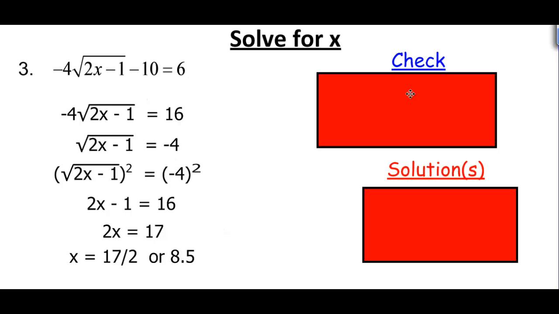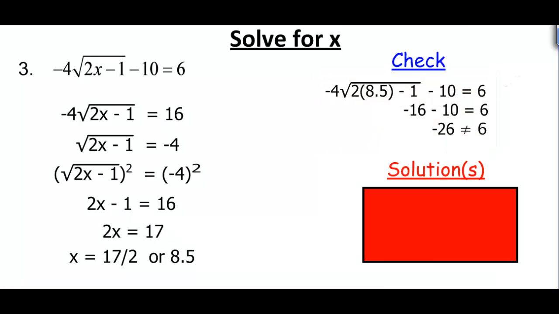So now I'm going to go back up to my original problem. Anywhere I see an x, I'm going to substitute an 8.5 and then try to see, does the left side equal 6? And you can use your calculator for this. Just type this in how you see the left-hand side. You should get a negative 26. Negative 26 is not equal to 6.